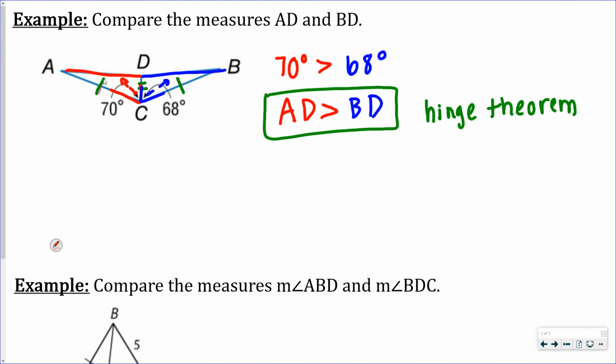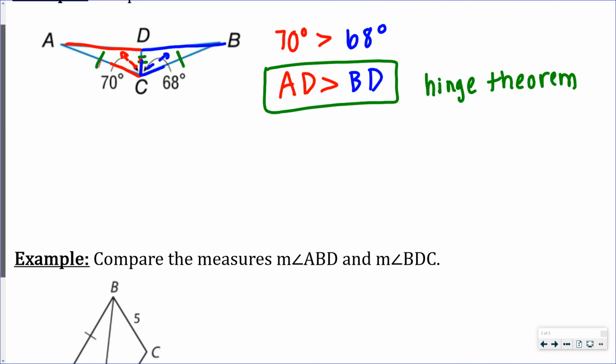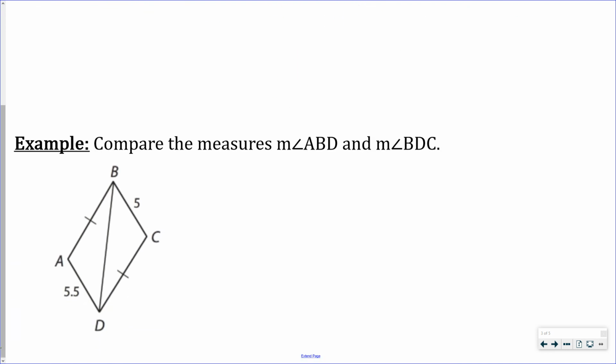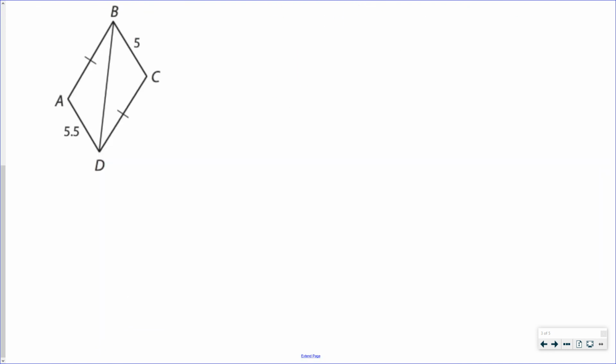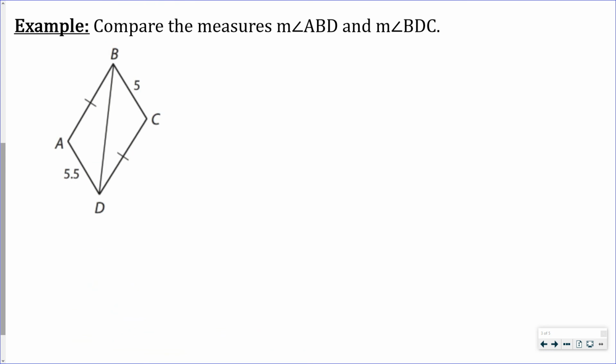Okay. That's what I had to do. Questions? Let's try one with the converse, where we know the side lengths, and they want us to compare. My smartboard has not been my friend today. We know the side lengths, and they want me to compare some angle measures.